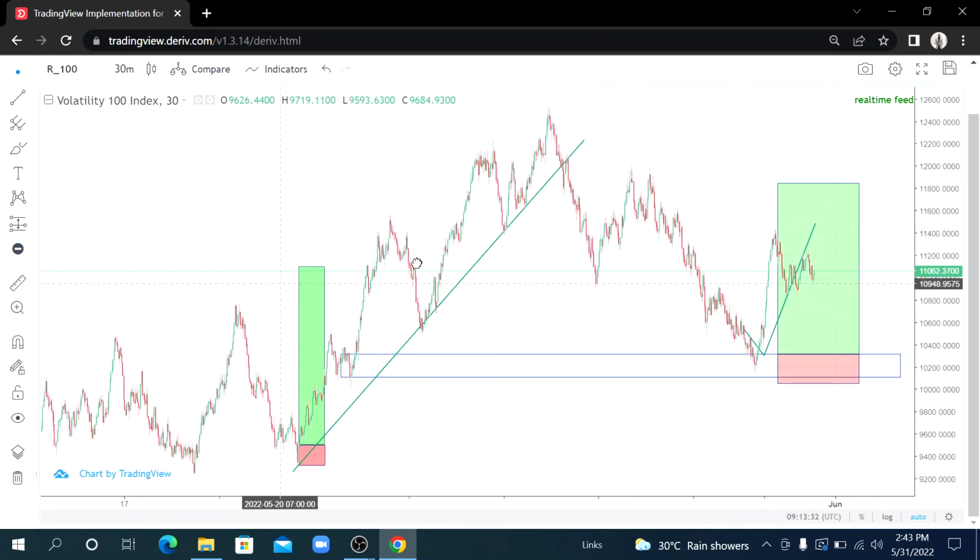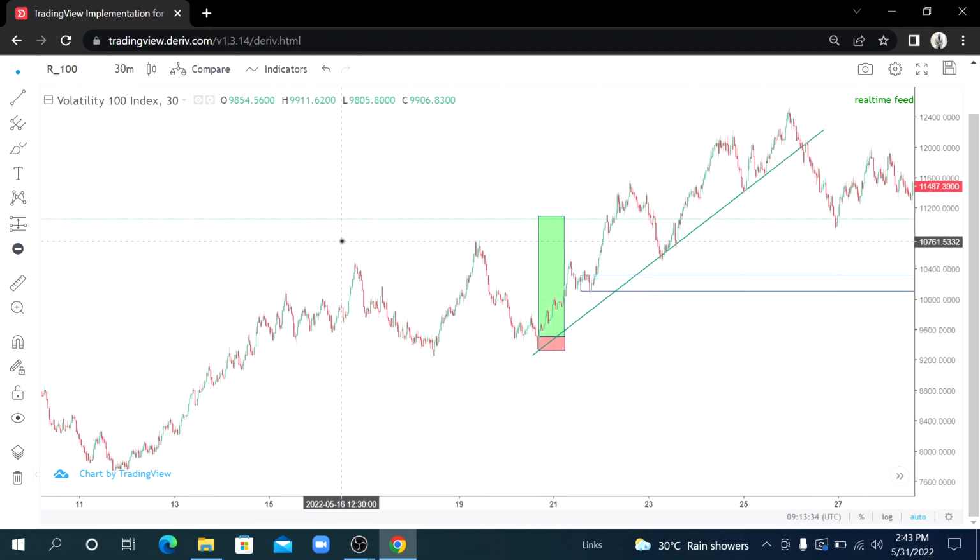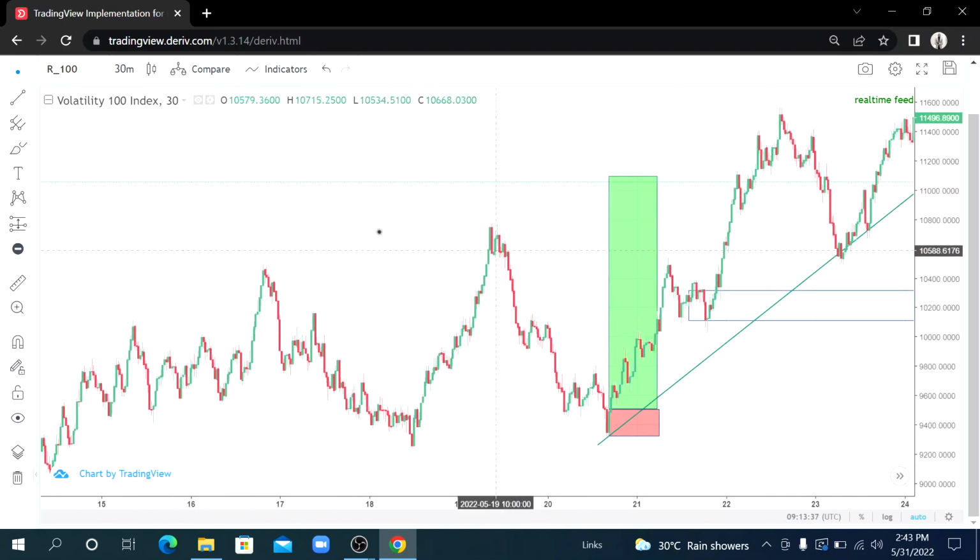So while trading, your stop loss should always be minimum. Your take profit should be maximum. Example of that: what is this? Are you seeing this one? Price broke above here. Price broke above here.